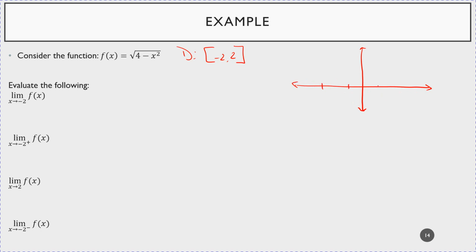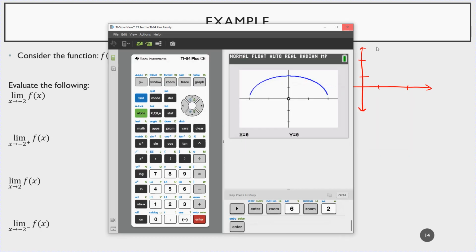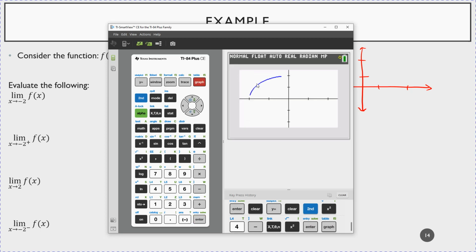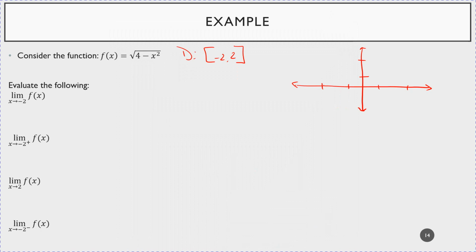So what this graph is going to look like, and if it helps, let's use our calculator. I have it plugged in already, but if you go to y equals, and we want the square root of 4 minus x squared, and then we look at the graph, you can see it's just a half circle, and the radius here is 2. Pretty terrible circle there, but you get the idea.